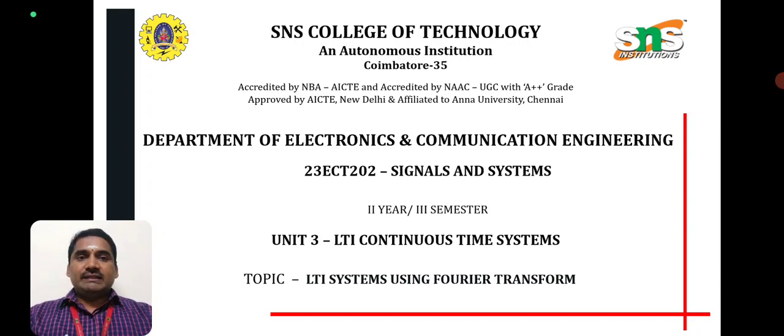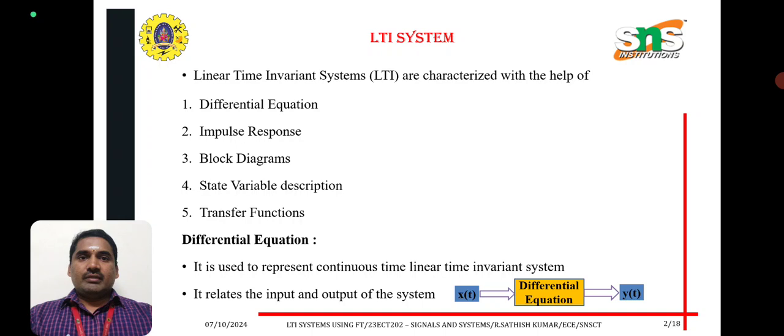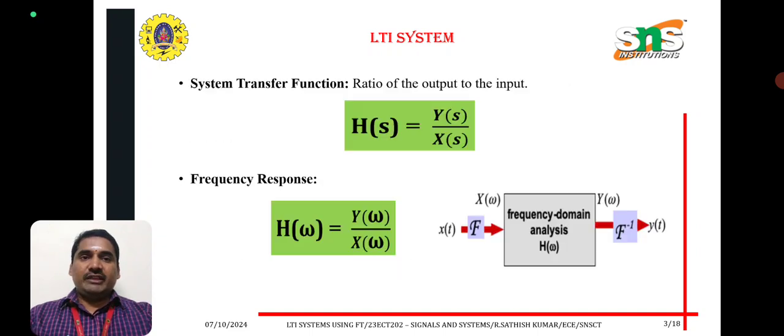Now let us see another video lecture series on linear time invariant systems using Fourier transform. See, linear time invariant systems are characterized with the help of differential equation, impulse response, block diagrams, state variable description and transfer function. The differential equation is used to represent the linear time invariant system. It relates the input and output of the system. When x of t is given to the differential equation, it can produce the output y of t.